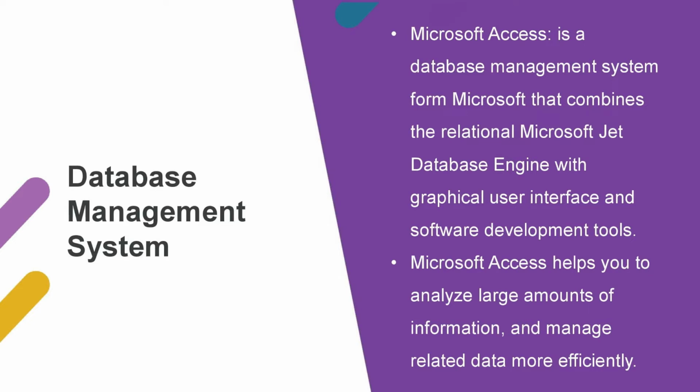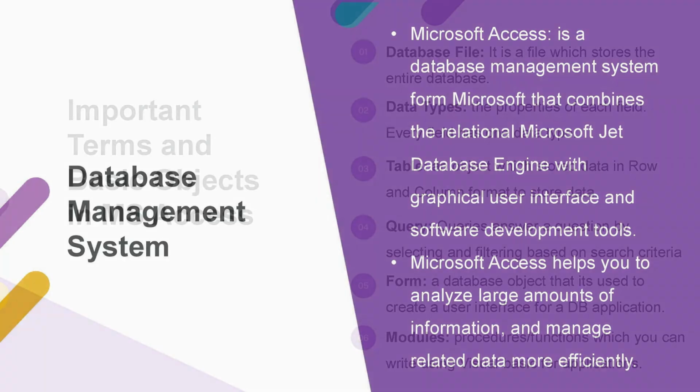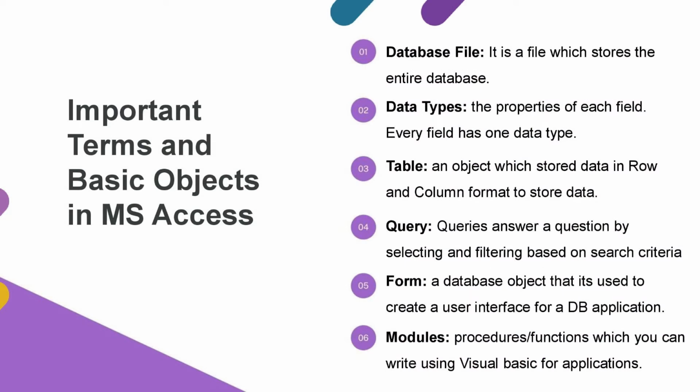There are important terms and basic objects in Microsoft Access. The first one is the data file. A data file is a file which stores the entire database. Data types are next. Data types are the properties of each field. Every field has a data type. A table is next. A table is an object which stores data in rows and columns.